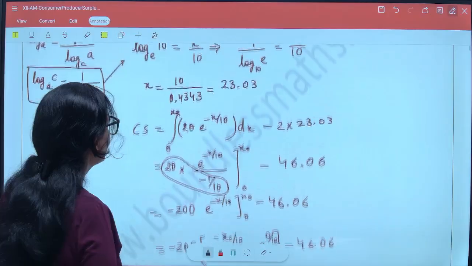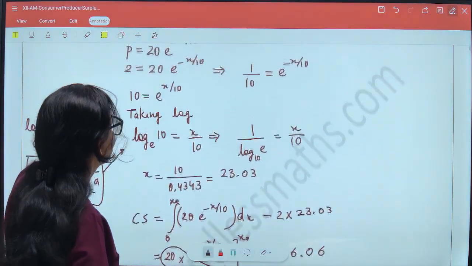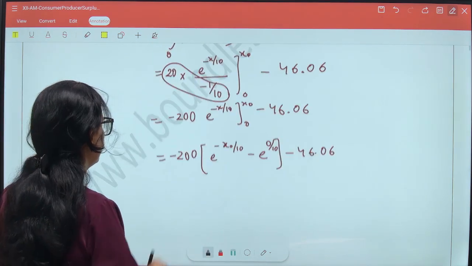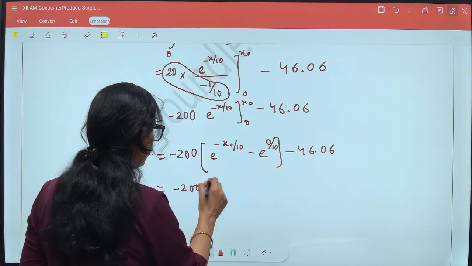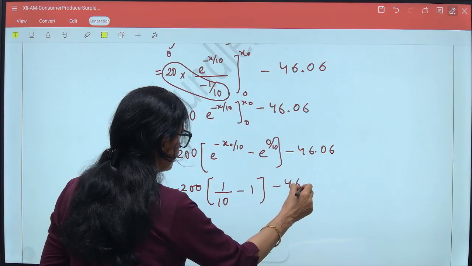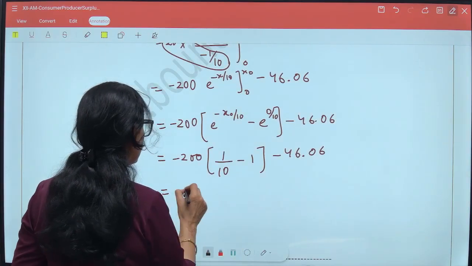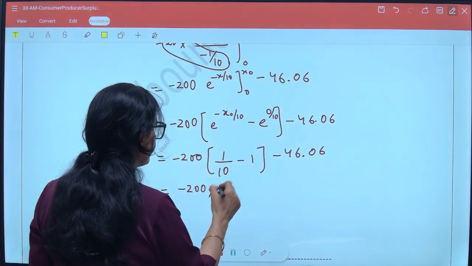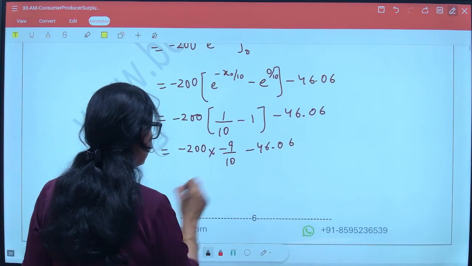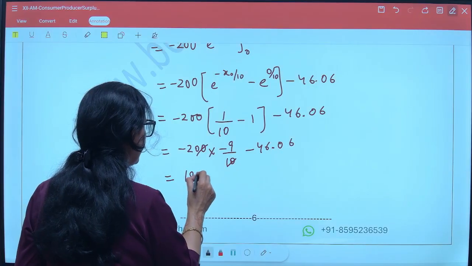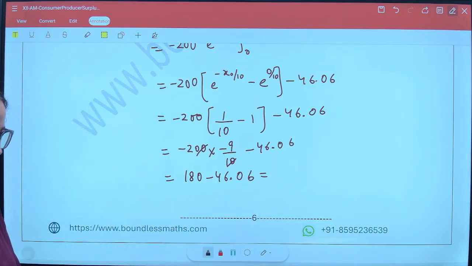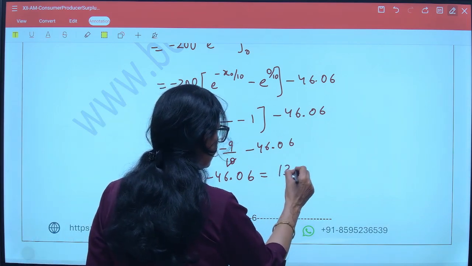Now we already have the value of e raised to power minus x by 10 as 1 by 10. So we'll use this value here and solve it further. So this becomes minus 200, 1 by 10 and anything to the power 0 is 1 minus 46.06. So this becomes minus 200 into minus 9 by 10 minus 46.06. Minus into minus is plus. 9 tens are 180 minus 46.06 and this comes out to be 133.94.